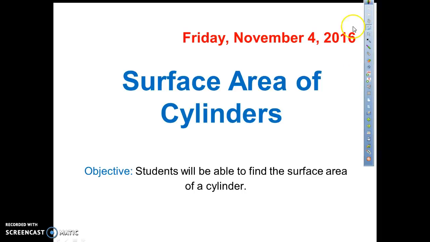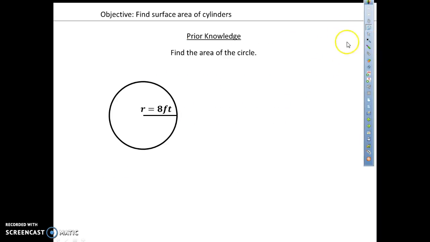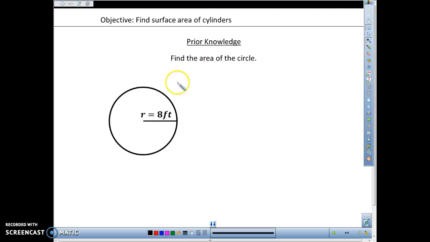Hello, in this video I'm going to do an example about how to calculate the surface area of cylinders. A couple of ideas to keep in mind going into these problems is that you're going to be working with cylinders which have the base shape of a circle. So your principles of a circle come into play, and the first thing that we're going to do is we need to be able to calculate the area of a circle.